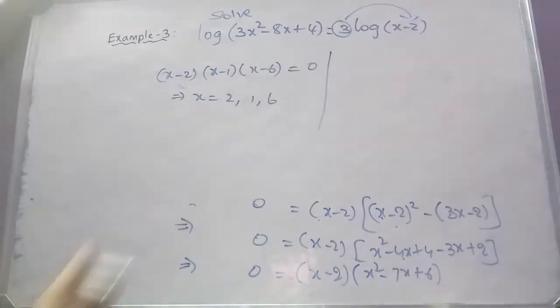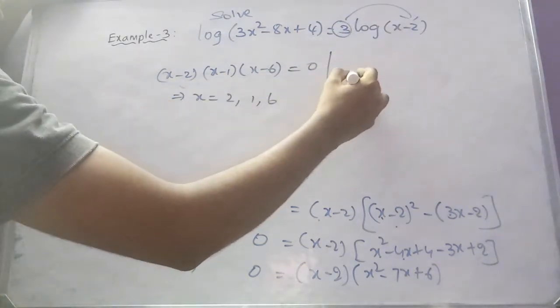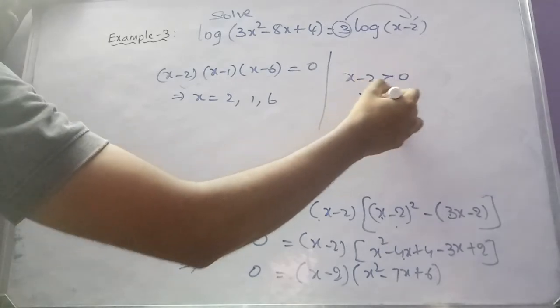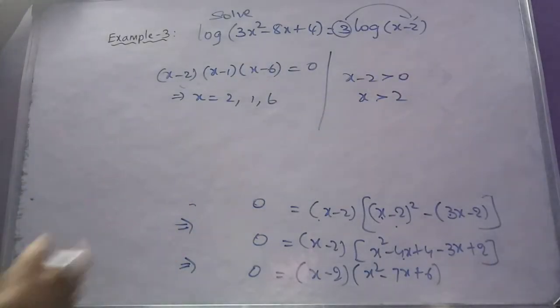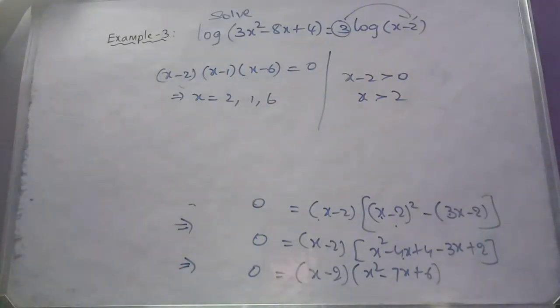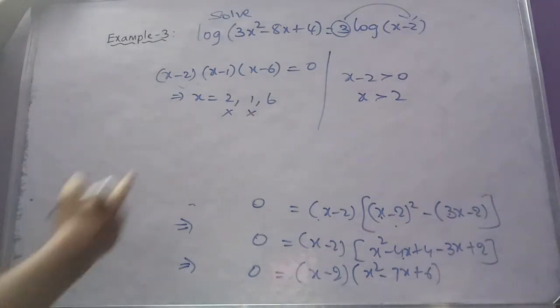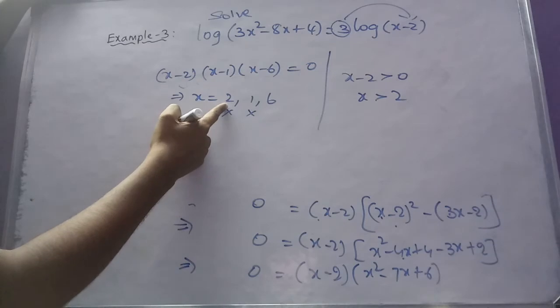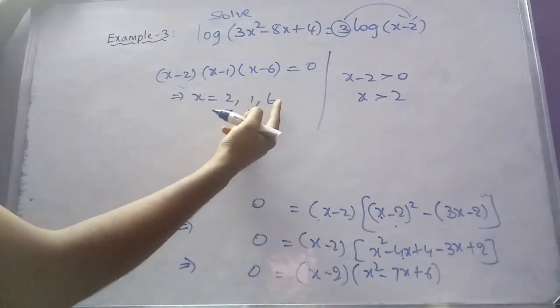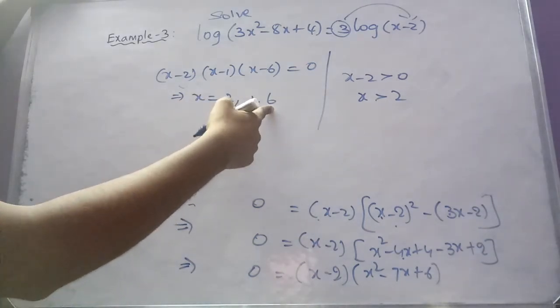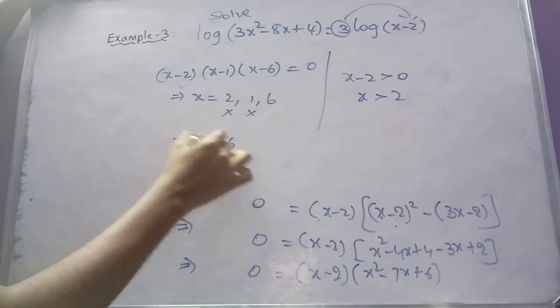I'll take g of x greater than 0. So, assuring that x minus 2 is greater than 0, you'll get x is greater than 2. Since x is greater than 2, this is not accepted and this is not accepted. The solution must be greater than 2. So 2 is not accepted and 1 is also not accepted. Therefore, the only solution is what? X is equal to 6.